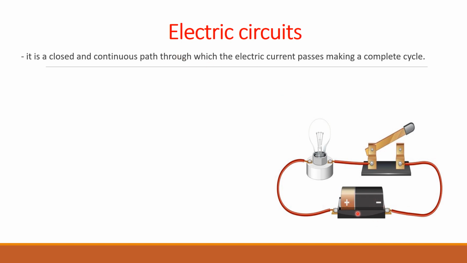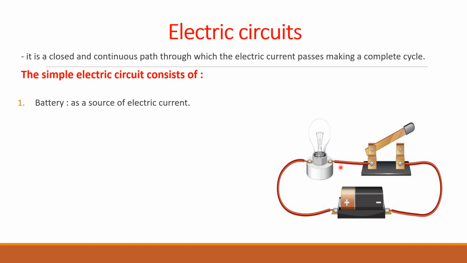It consists of a battery, and the battery is the source of electricity. When the electricity comes into wires, it passes through the electric circuit. So electric circuit is a closed and continuous path through which the electric current passes to make a complete cycle. What is the simple electric circuit consists of? Number one, battery is a source of electric current. The battery is what will produce electricity.